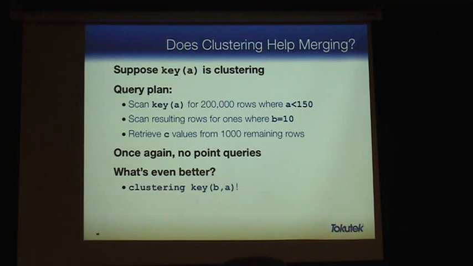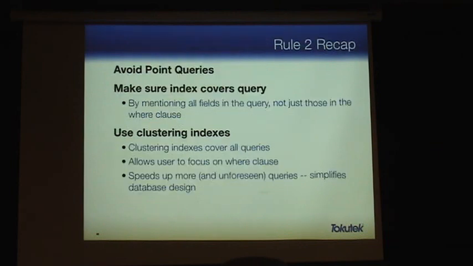But the best thing you can do with a clustering key is go back to what we had with rule 1: define an index of B comma A, where B is what we have for the equality clause, and A is the next field that we're selecting on. Make it clustering, and there you're just drilling down on the rows you care about, and you have no point queries.